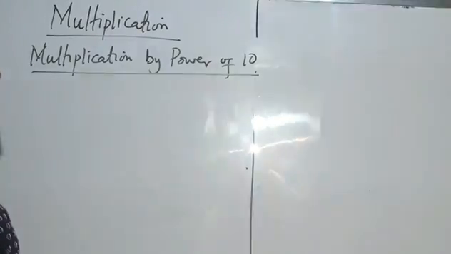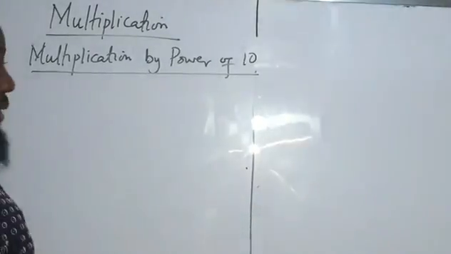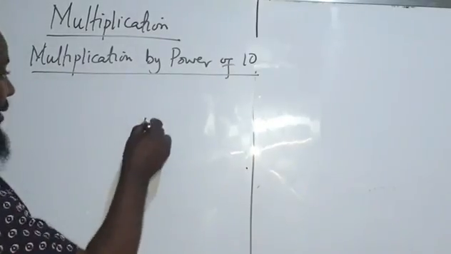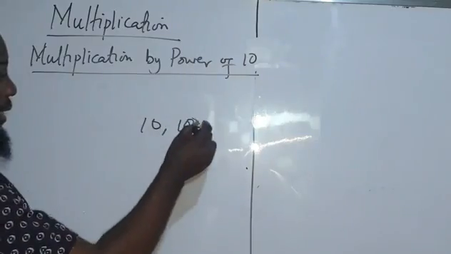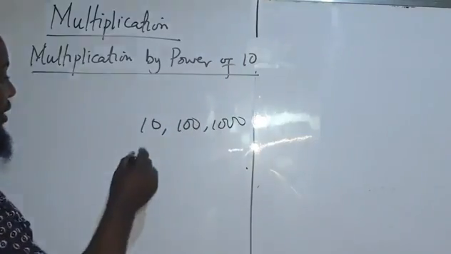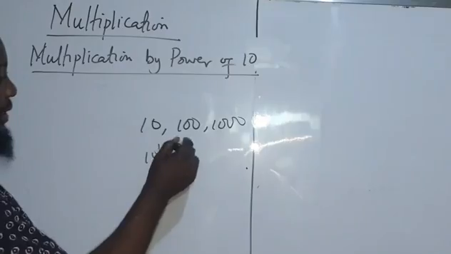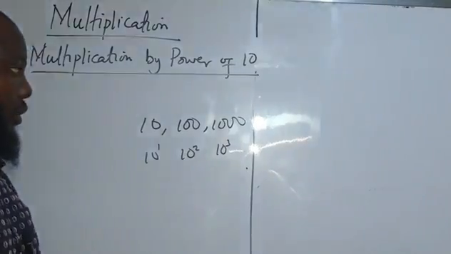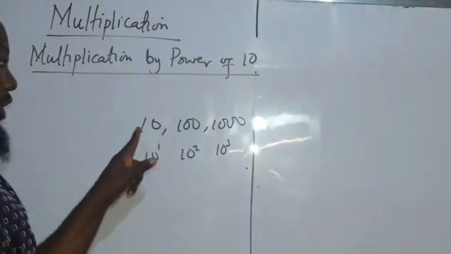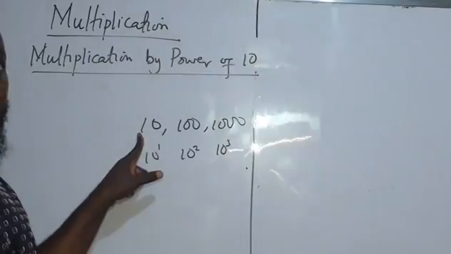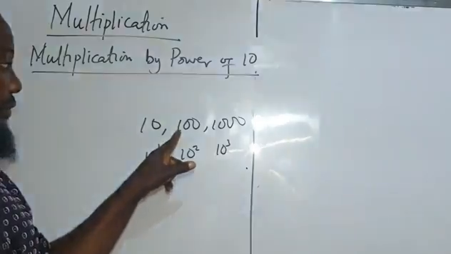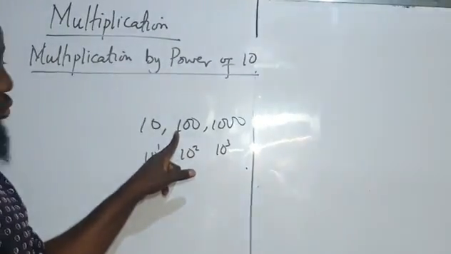If what you are multiplying a decimal by is 10, you have like 10, 100, 1,000. You know, this is 10 raised to power 1, while this is 10 raised to power 2 and 10 raised to power 3. If you have it this way, just make sure that it is 10. If it's 20, it's quite different. The way you're going to multiply is quite different from this. If it is 5, we are not going to use this method.